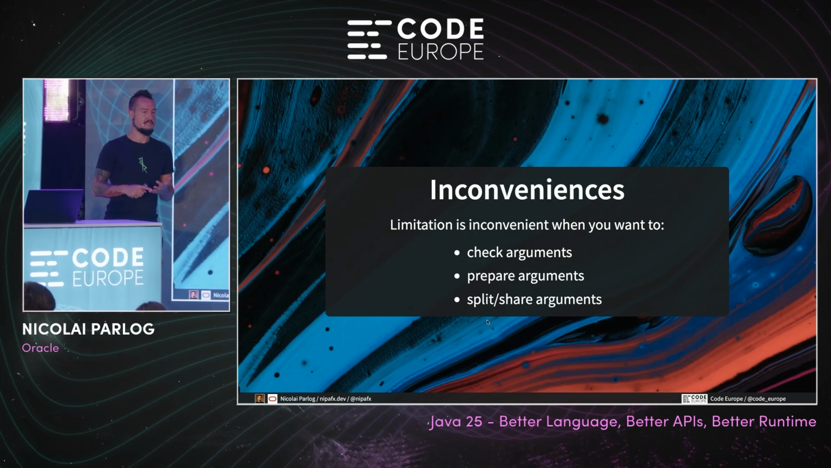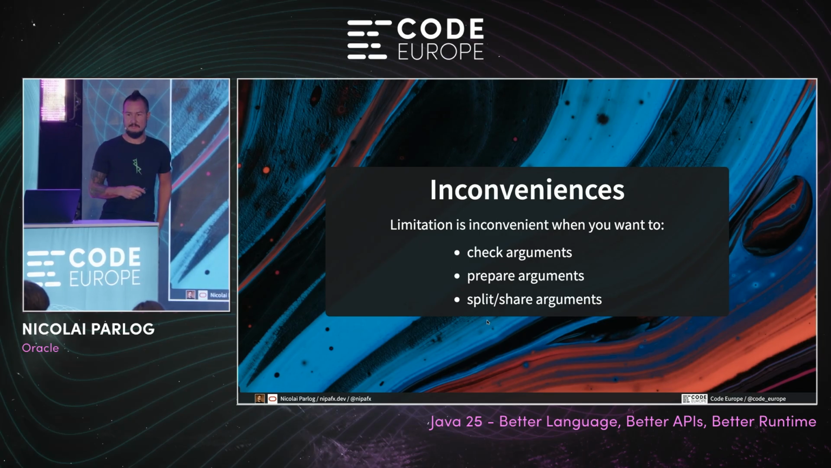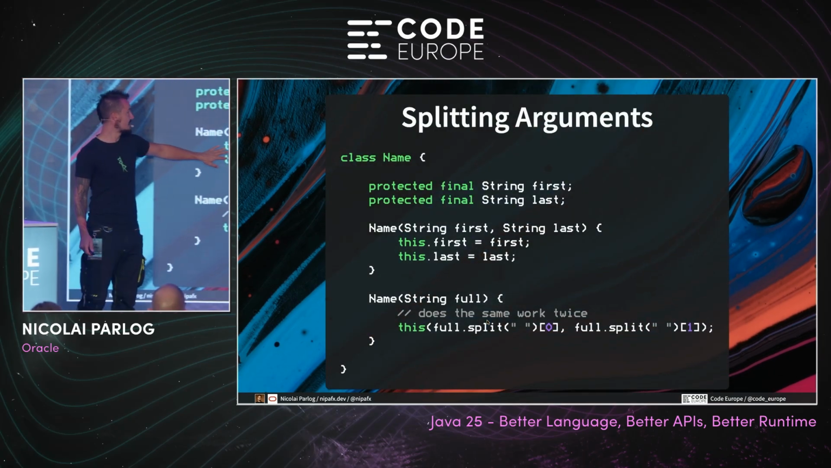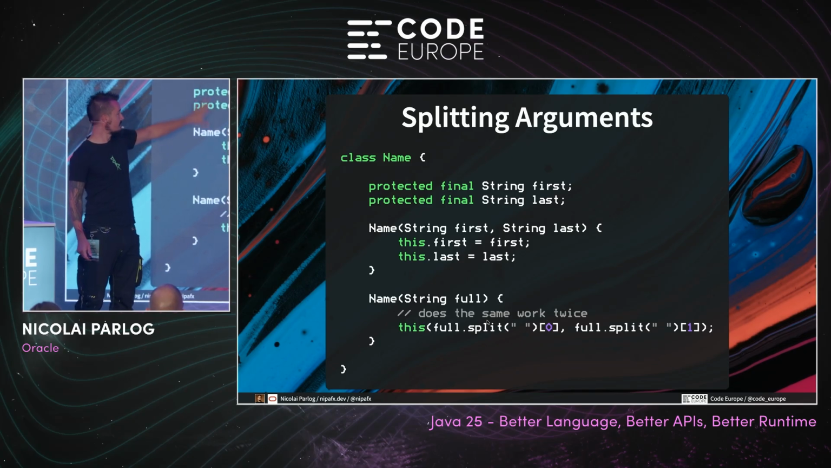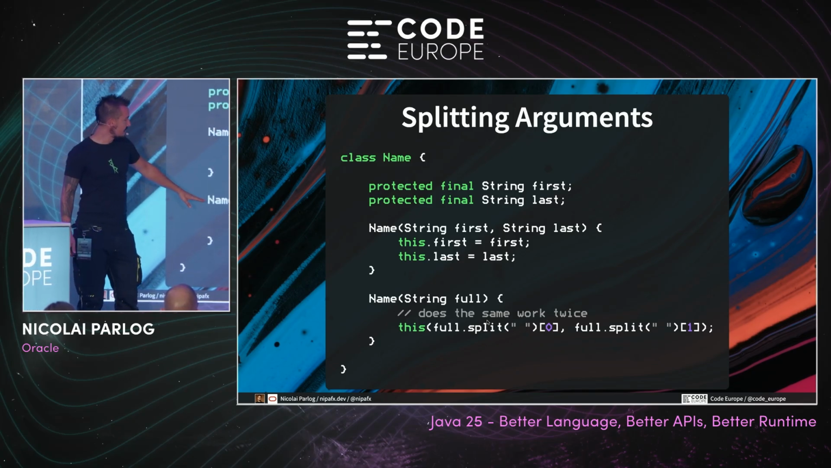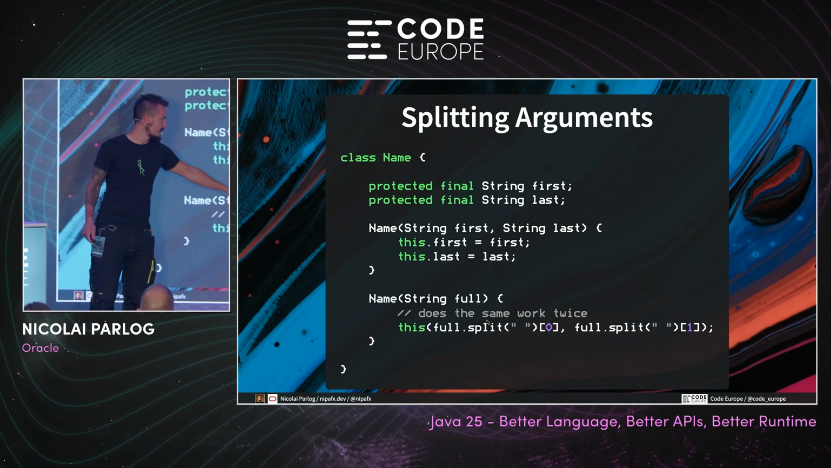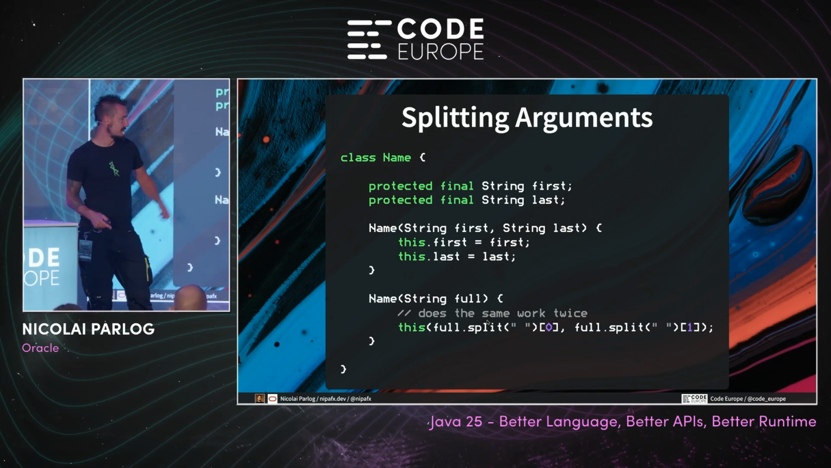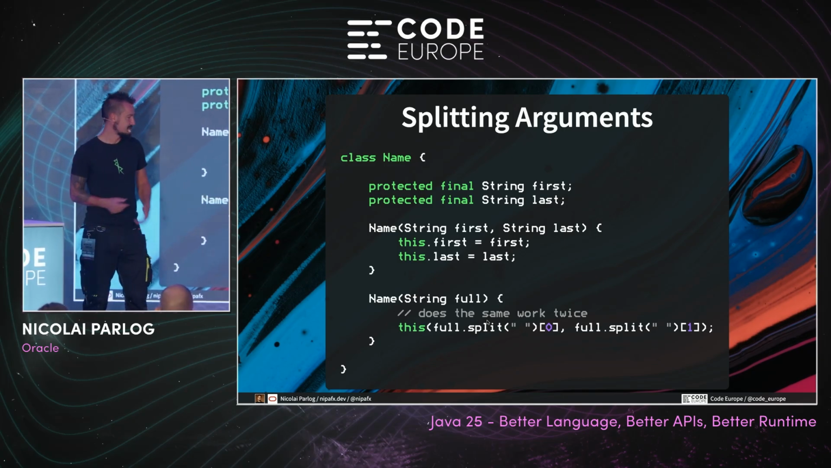And it's also not great being forced to not have statements before this and super if you want to check arguments, if you want to prepare them, if you want to split or share something. So for example, in this case, I have a first and a last name that I want to assign, again, in the name class. But I have an additional constructor that just gives me a full name. And the idea here is, well, I'm going to split it on the space, and then the first part is the first name, and the last part is the second name.